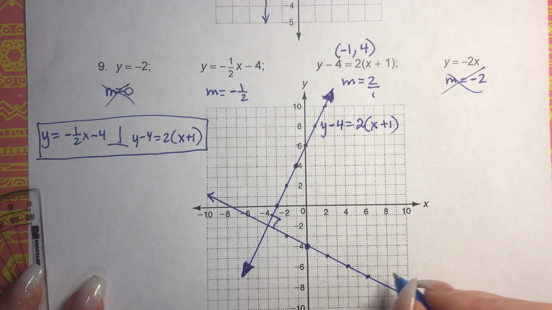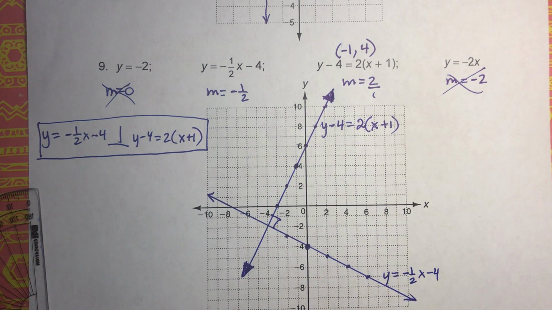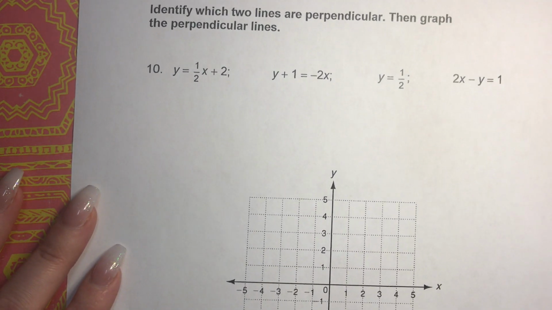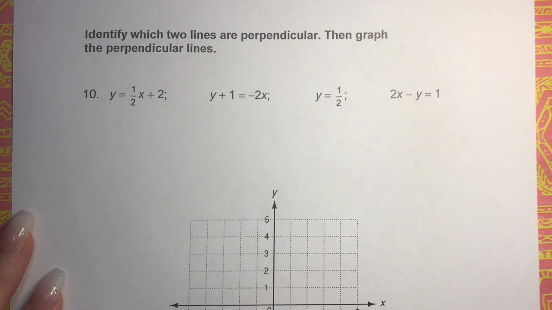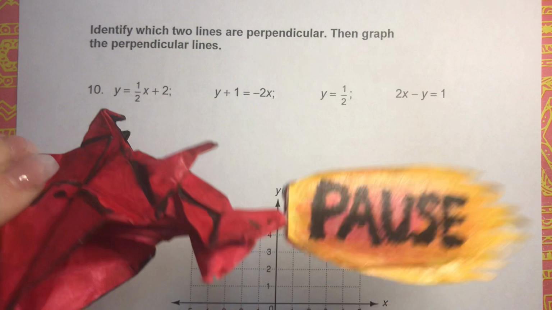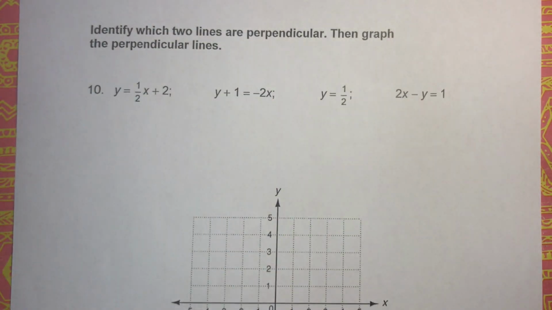What was this one? y equals -1/2 x minus 4. Perfect. Okay, on to our next problem here. So we're going to identify which lines are perpendicular and then graph them. Oh, this is for you to do. So go ahead, pause your device, go ahead and work this problem out. When you get done, press play and we'll talk about it. All right, see you in a bit.